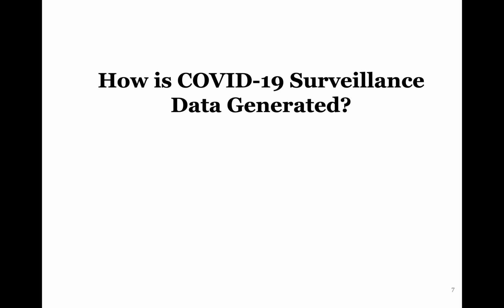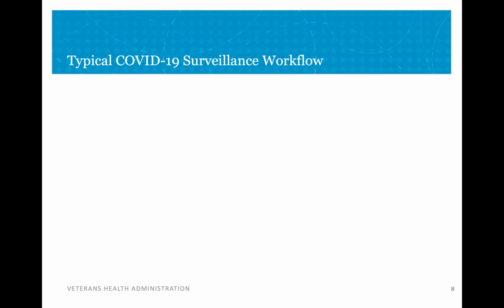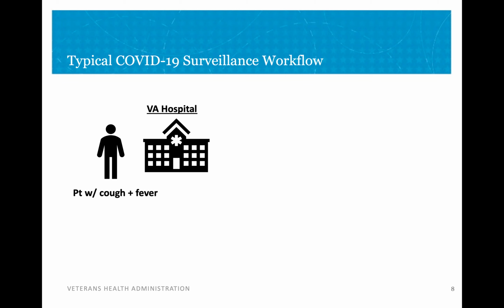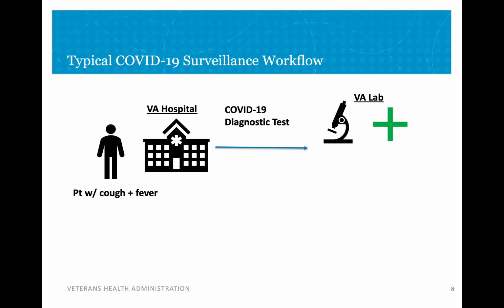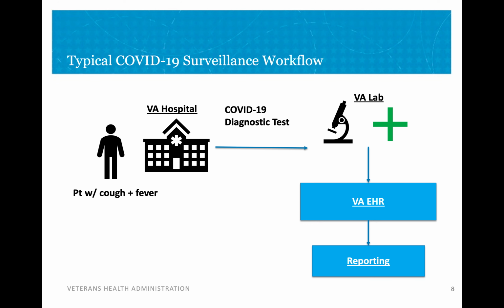So how is this information for surveillance generated? Well, consider a typical COVID-19 surveillance workflow, where a patient comes into a hospital complaining of a cough and a fever. The clinician suspects COVID, and so they order a diagnostic test. This test is performed in a VA lab, and if that test comes back positive, that result is automatically stored in the VA EHR, which can then be used as an automated data stream for reporting and aggregation.